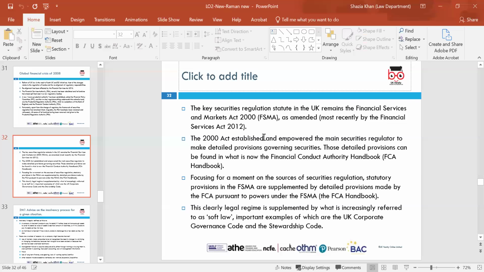The key securities regulation statute in the UK remains the Financial Services and Markets Act 2000, FSMA, as amended most recently by the Financial Services Act 2012. The 2000 Act established and empowered the main securities regulator to make detailed provisions governing securities, and those detailed provisions were found in what is now the FCA Handbook.